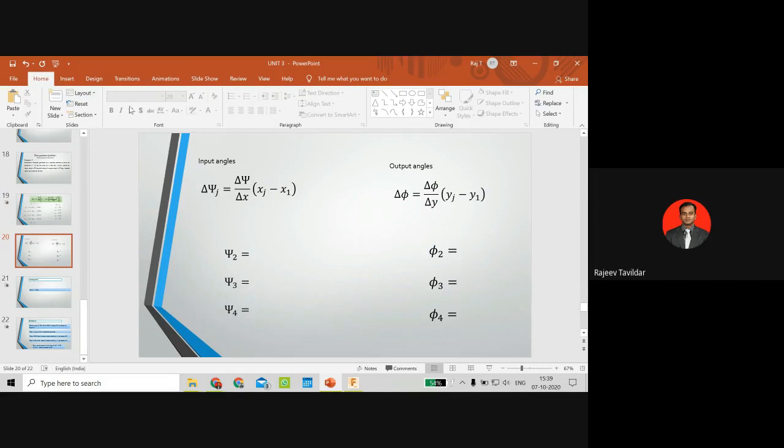In the next slide, again, we need to calculate the precision angles. So we have precision input angles and precision output angles. Again, this is the equation here. You already know what delta psi is. It is given as 90 degrees. Delta x, you know it is 1. Can substitute these values and let me know what is the value of psi 2.